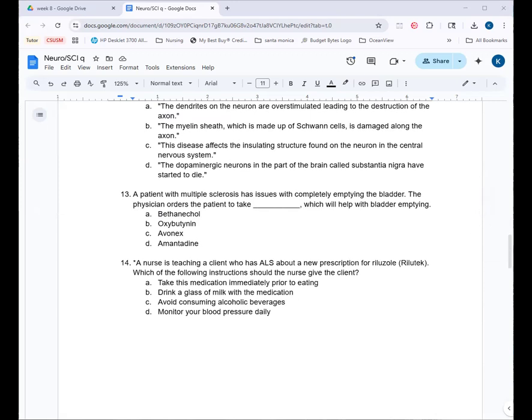All right, 13. A patient with multiple sclerosis has issues with completely emptying the bladder. The physician orders the patient to take blank, which will help with bladder emptying.